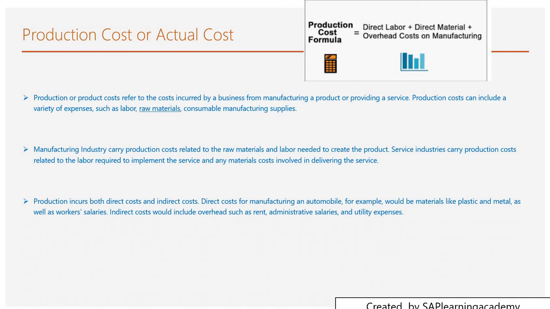Another very important thing to know about the production cost is that it divides into two sections. One is the direct cost and another is the indirect cost. Direct cost, if I talk about the automobile industry, means things like any plastic or metal that is required, as well as the salaries of the employees. The indirect costs are the overhead costs like the rent, administrative salaries or utilities, and advertisement also comes into the indirect cost. So the production cost is a combination of direct cost and indirect cost.